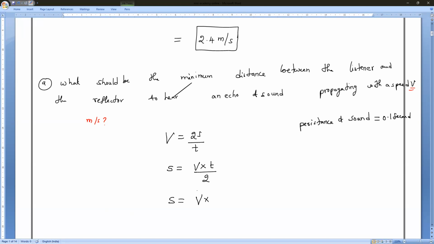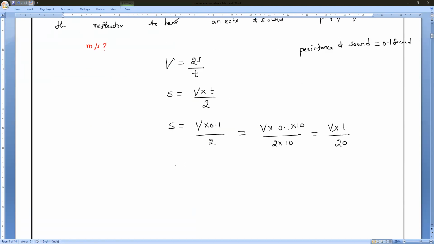0.1 second. So 0.1 divided by 2, which is equal to V into 0.1. For your purpose only I am writing; I can write directly also. So which is equal to V into 0.1 into 10, it will become 1, divided by 20. Is it okay, guys? So what is the minimum distance? V divided by 20 meters. So this is the answer.